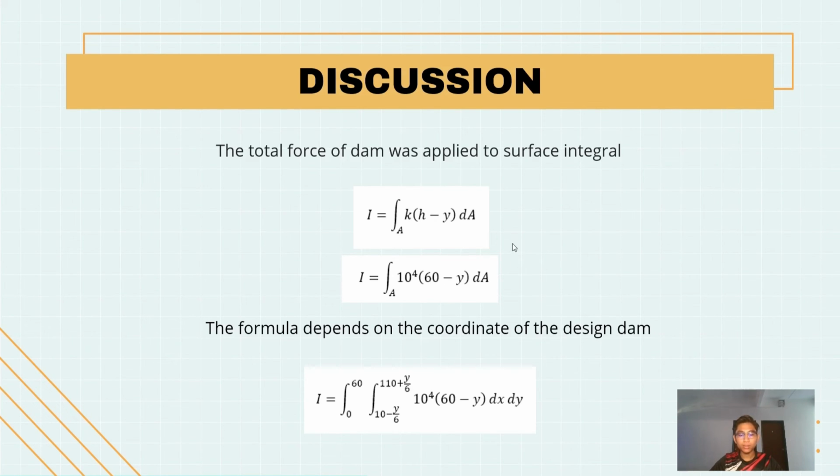After that, find the value of x and y in the equation, that is using the value of the coordinates of the design of the dam. Then the integral equation exists by applying the limit on the value of x and y using this formula. First, we need to integrate the inner integral in the equation. After that, the second one. Lastly, the total force obtained from the solution for the design of the dam is 840 meganewtons.